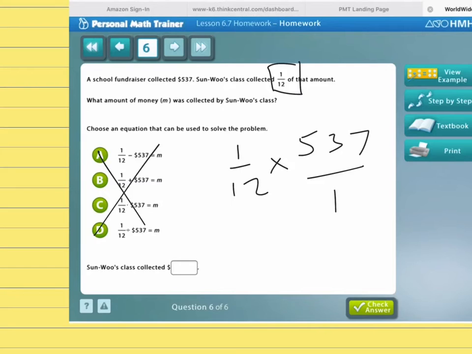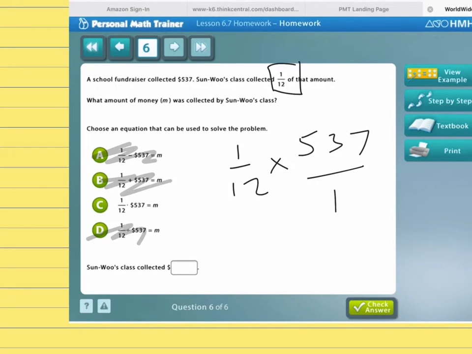So we're looking for what equation is working here. It's not going to be a subtraction because this is multiplicative comparison. So I'm out on that. It's not going to be addition. It's going to be multiplication. It's not going to be division. So we're going to go with C, and that is our equation to set this up.